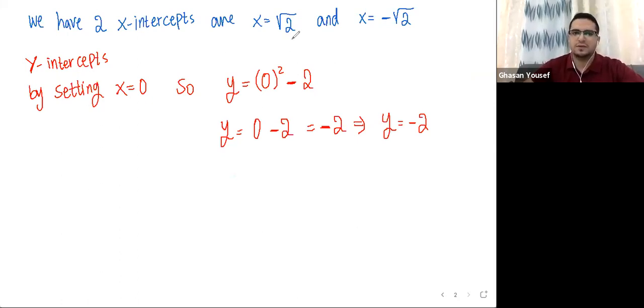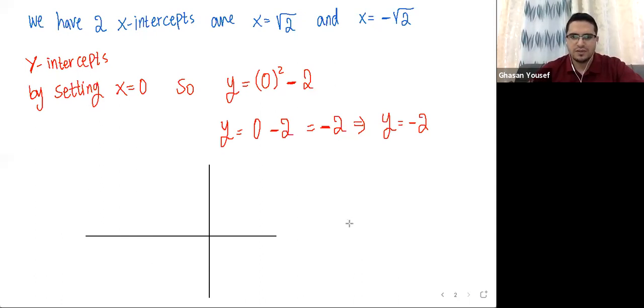But for the x-intercept, we got 2 points. The first one is x equals square root of 2, and the second one is x equal minus square root of 2. Now I'm going to explain what exactly the x and the y intercept are. So, for example, I'm going to graph this equation to show you exactly what is the meaning of this point, the x equal the square root of 2, and the x equal minus square root of 2, and y equal minus 2.